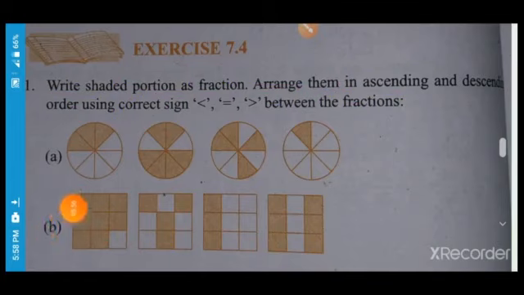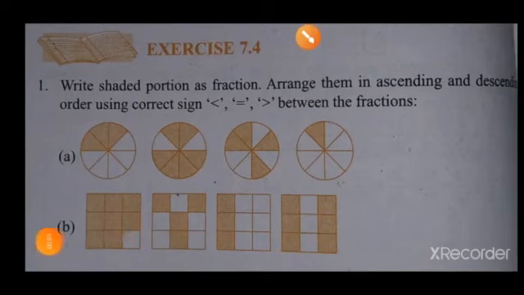Similarly for part B, 1, 2, 3 and 4 squares are given, in which some parts are shaded and some are unshaded. We are going to write the fractions for the shaded part. Now for part B, there are 4 squares here. In the first square, total 9 parts are there, and out of that 8 parts are shaded. So the fraction for this first square is 8 upon 9.